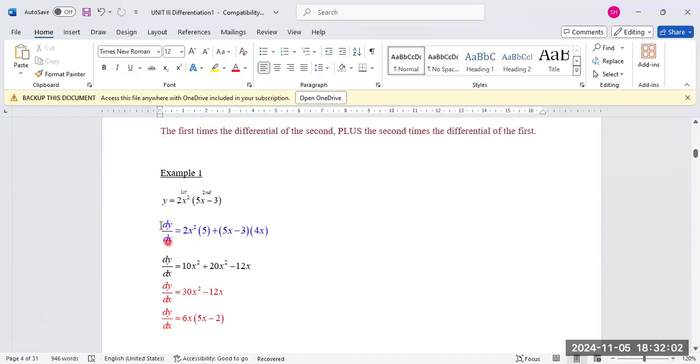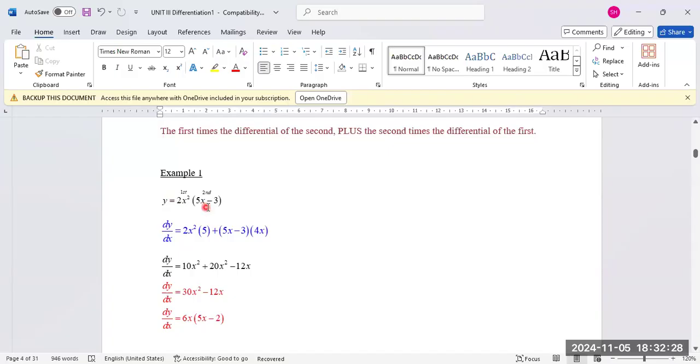So dy by dx, the rate of change of y with respect to x. When you see this, you know that you're differentiating. It's the first. Boom. I write it back. Anytime it says first, I write it back. Anytime it says second, I write it back. When we say differentiate, we differentiate. It's the first, write it back, times the differential of the second. It means we have to differentiate a piece here now.